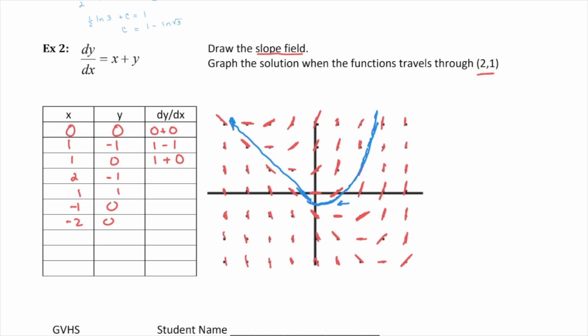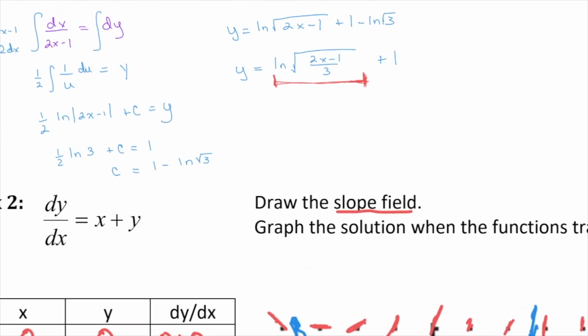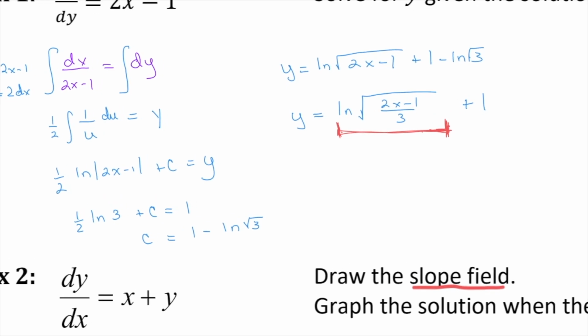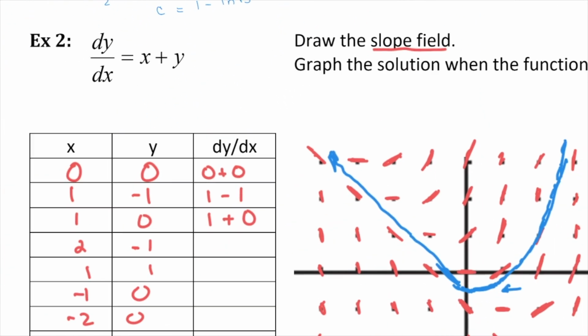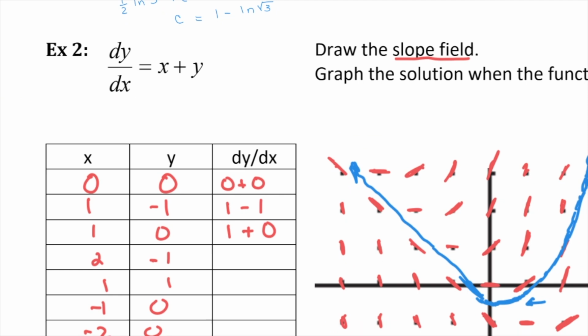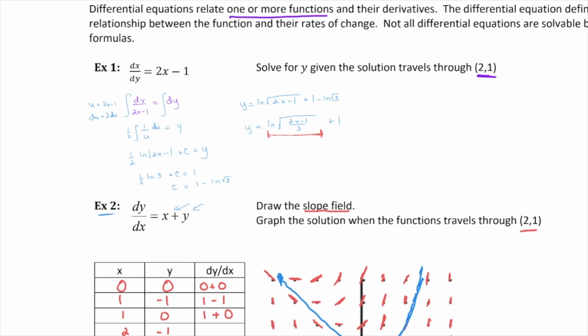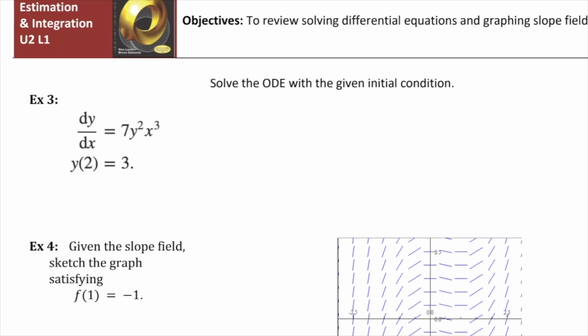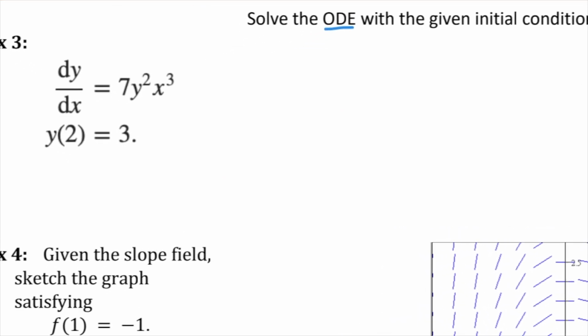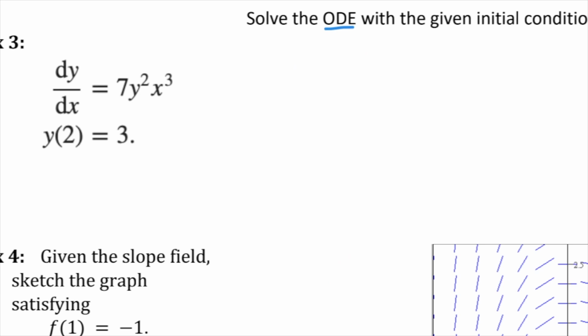So these were quick reminders on how to solve an integration problem using separation of variables and how to draw slope fields. As I look at example 2 again, I don't believe I'm going to be able to separate my x and y, and that's perhaps why we were not asked to actually solve this integral. So example 3 asks us to solve the ODE with the given initial condition. ODE represents an ordinary differential equation.